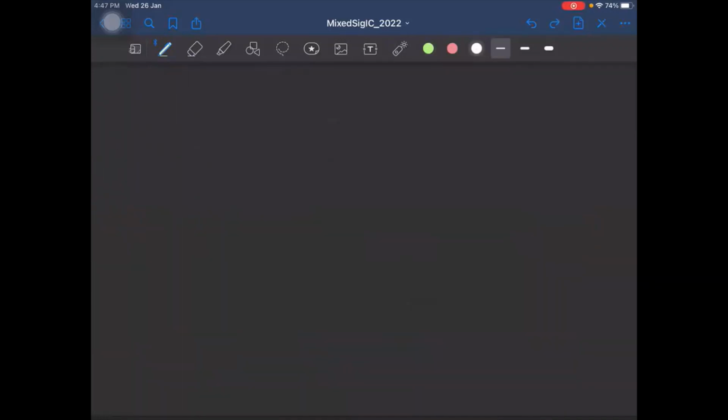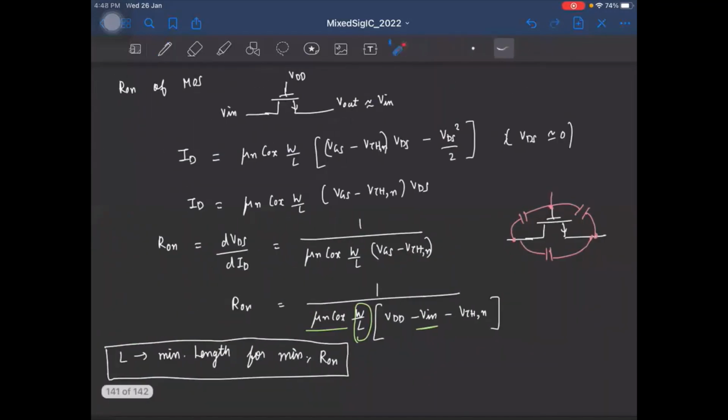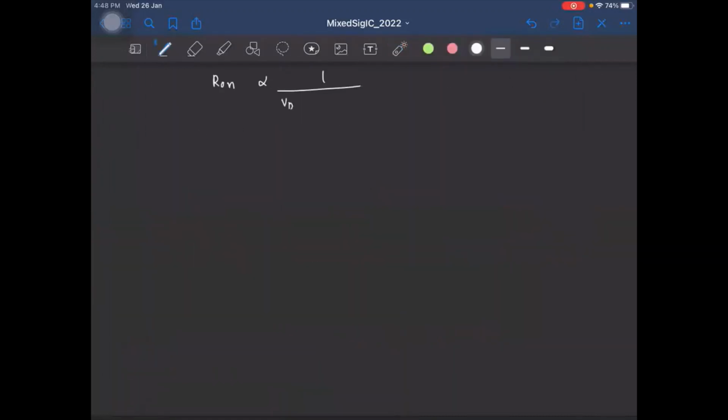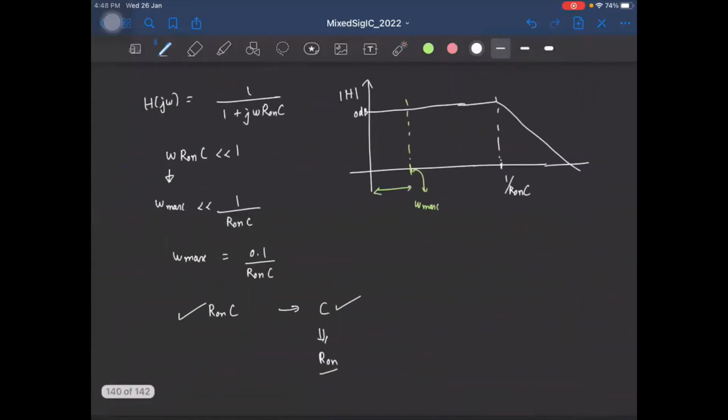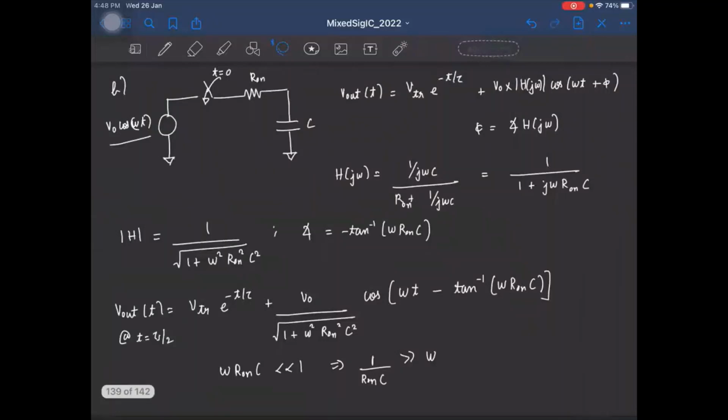Okay, so what we saw was the following. The on resistance, R on, was inversely proportional to this factor, VDD minus V in minus VTH. And from the previous analysis, what did we see? When we apply some sinusoidal signal, the steady state component of the output is this, right?